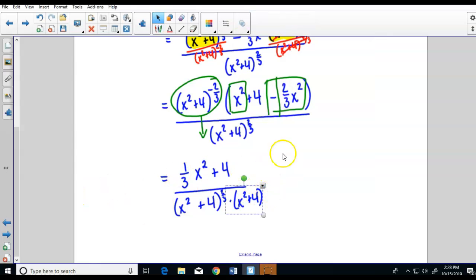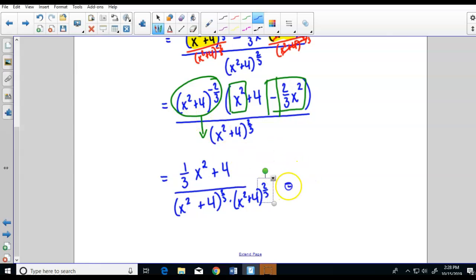Normally I really wouldn't write that step, but just to be extra clear about what's happening here, I did. So I've moved that to the bottom. Whenever I do that, I can combine x squared plus 4 to the 2/3 and x squared plus 4 to the 2/3. So that'll give me 1/3 x squared plus 4 over x squared plus 4 to the 4/3.